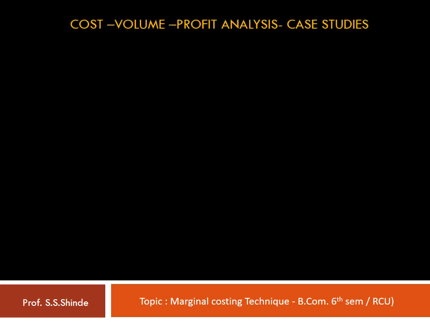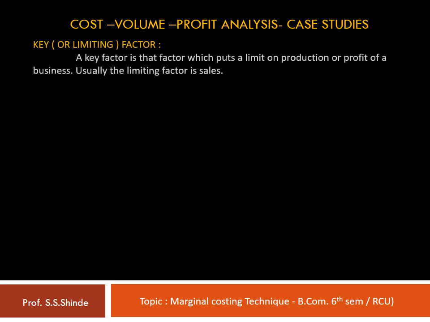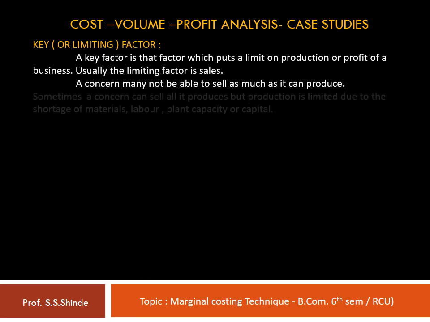Let's look into one more application area of marginal costing, that is decision making based on key factor analysis. Let's try to understand what is a key factor or limiting factor. A key factor is that factor which puts a limit on production or profit of a business. Usually, the limiting factor is sales. A concern may not be able to sell as much as it can produce.